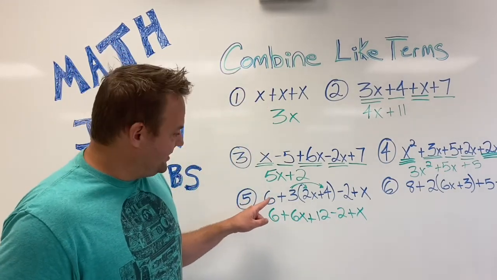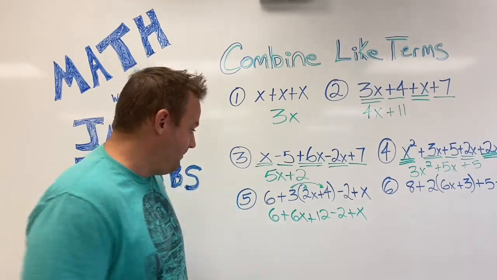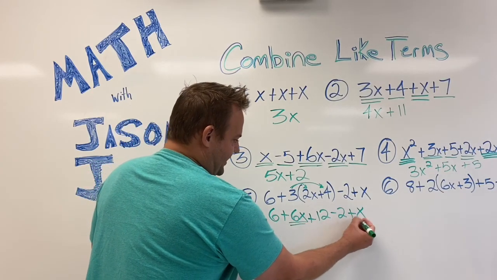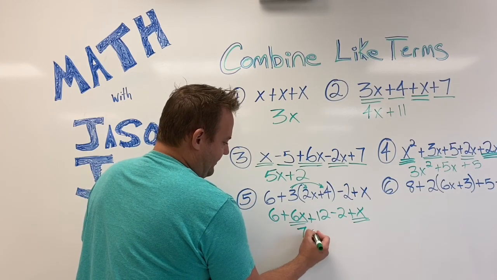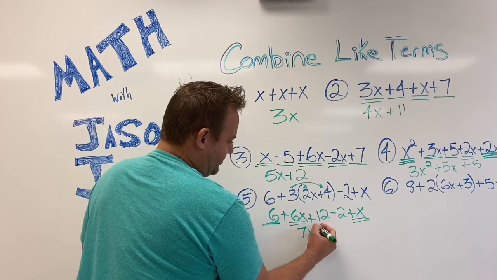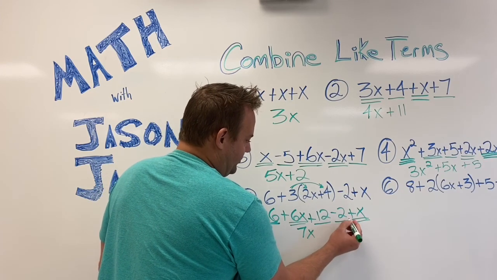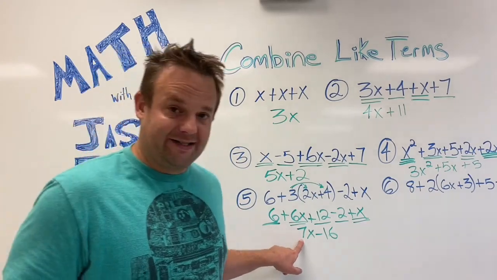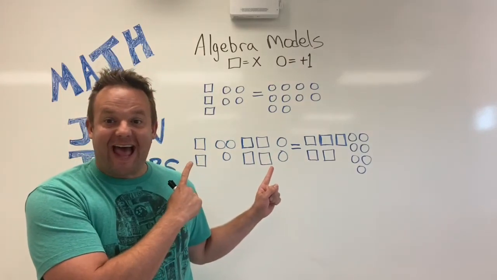Okay, again, the common mistake a lot of students make is they'll do 6 plus 3 and get 9. Wrong, don't do that. Now, the 6x goes with the x, and that equals 7x. So we have 7x, and now this 6 goes with the 12, positive 12, that's 18, and then minus 2, that's 16. So 7x minus 16.